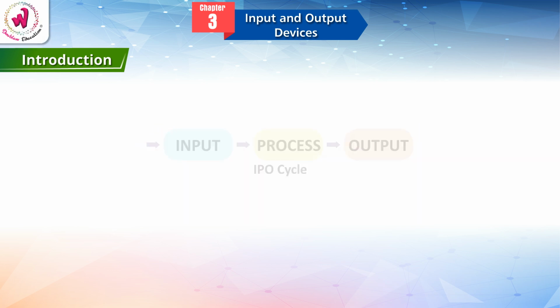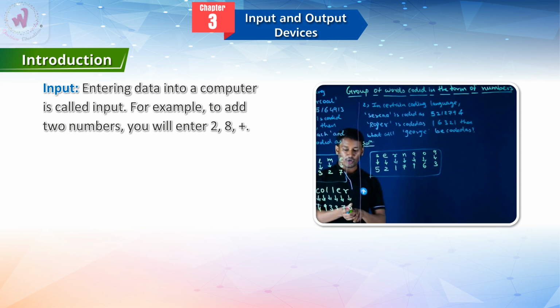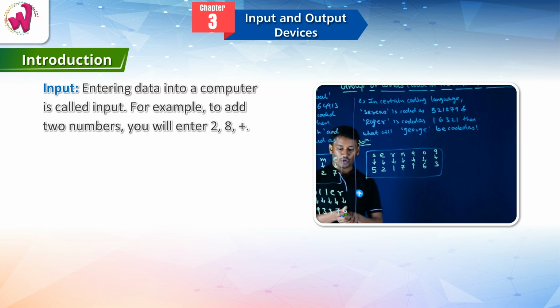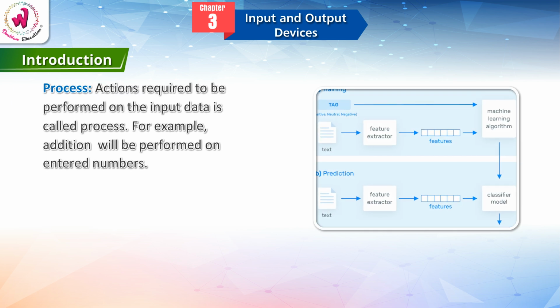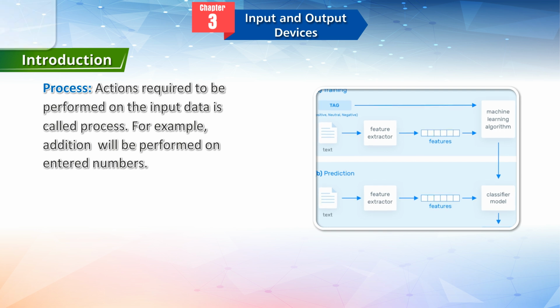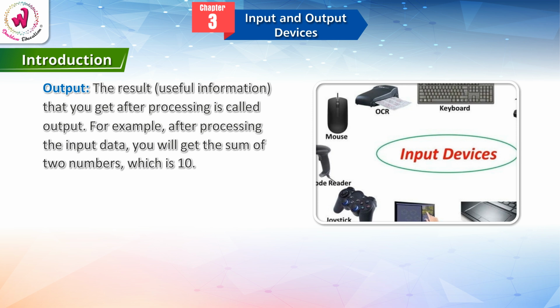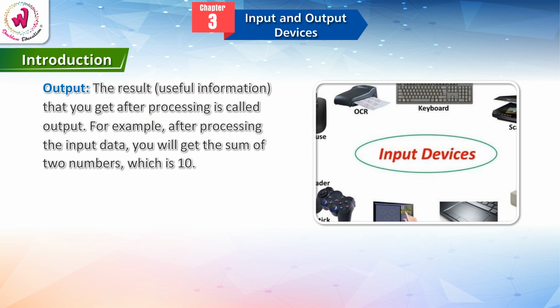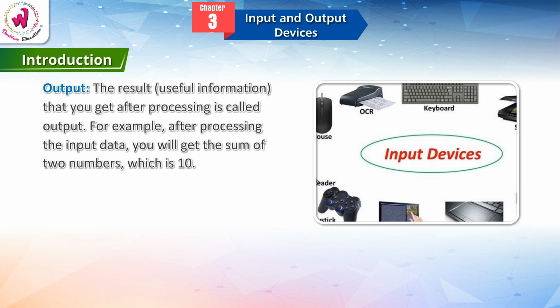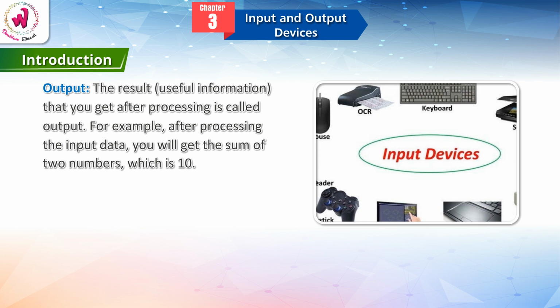IPO cycle. Input. Entering data into a computer is called input. For example, to add two numbers, you will enter 2, 8, plus. Process. Actions required to be performed on the input data is called process. For example, addition will be performed on entered numbers. Output. The result, that is the useful information that you get after processing, is called output. For example, after processing the input data, you will get the sum of two numbers, which is 10.